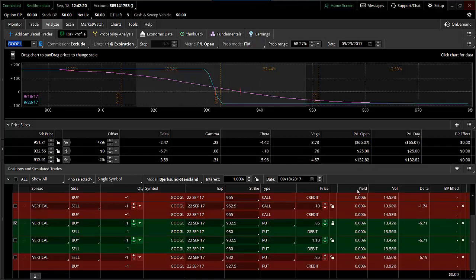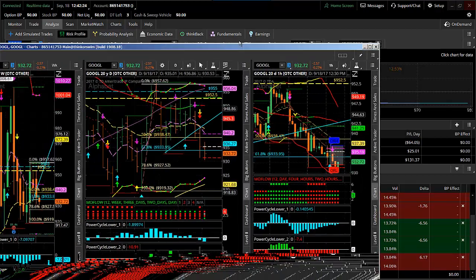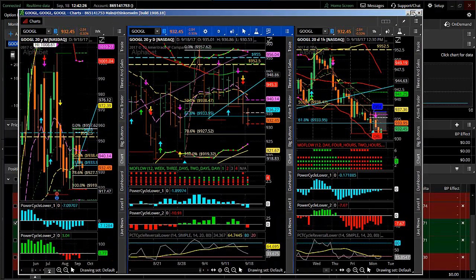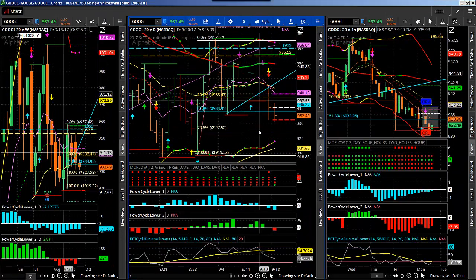So it's got a little bit of money, but the thing is if it breaks lower, one last look here, if we get a better breakdown to the downside, this has very good profit potential.